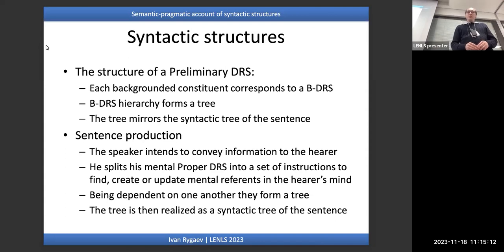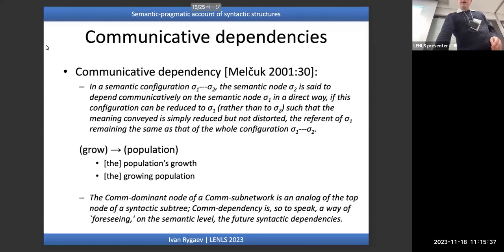Okay, that's what I said. So basically, when the speaker intends to convey certain information to the hearer, he splits his mental representation into a set of instructions to find, create, or update mental referents, and being dependent on one another, they form a tree. And this tree is then realized as the syntactic tree of the sentence.